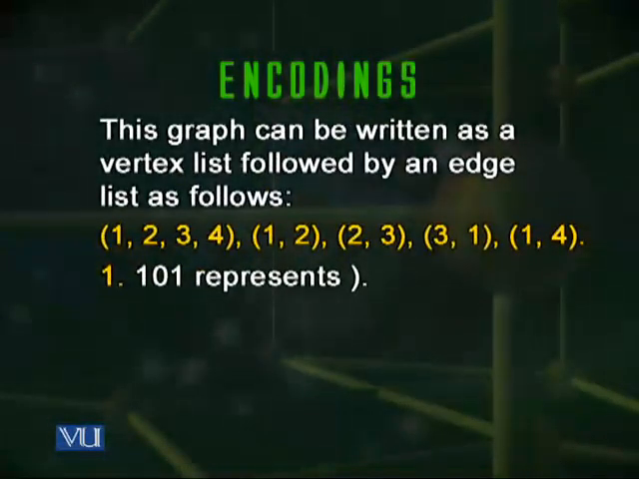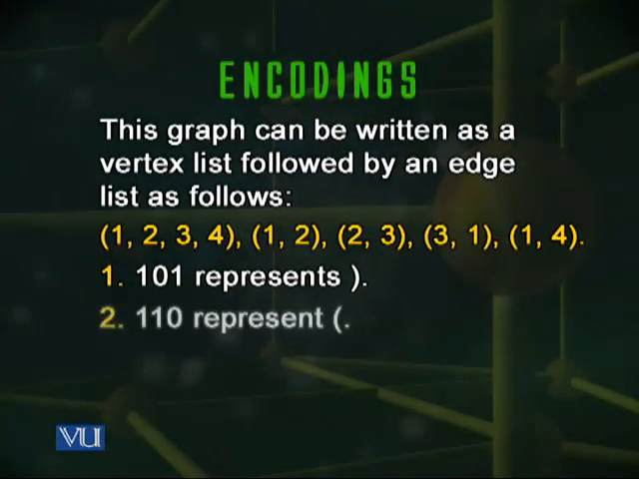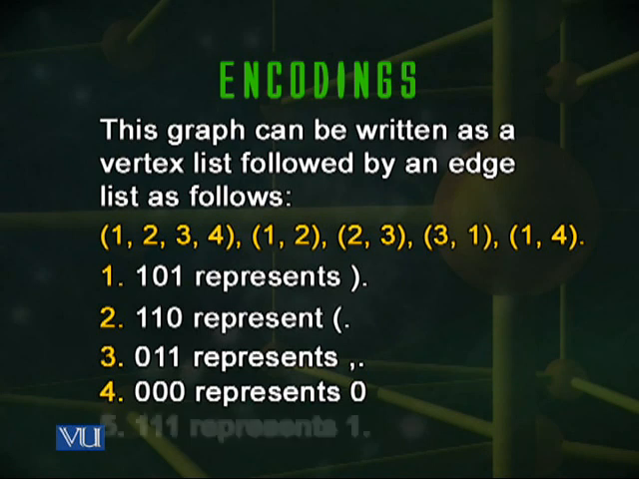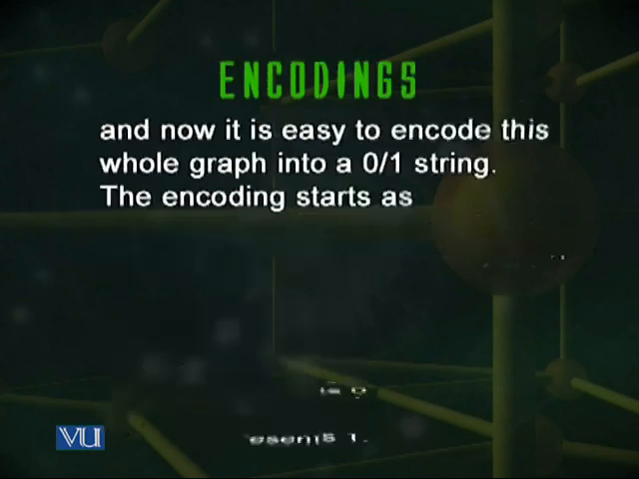Suppose we agree that 1, 0, 1 represents the right bracket, 1, 1, 0 represents the left bracket, 0, 1, 1 represents the separator comma, 3 consecutive zeros will represent 0, and 3 consecutive ones will represent 1. Now it's easy to encode the whole graph.